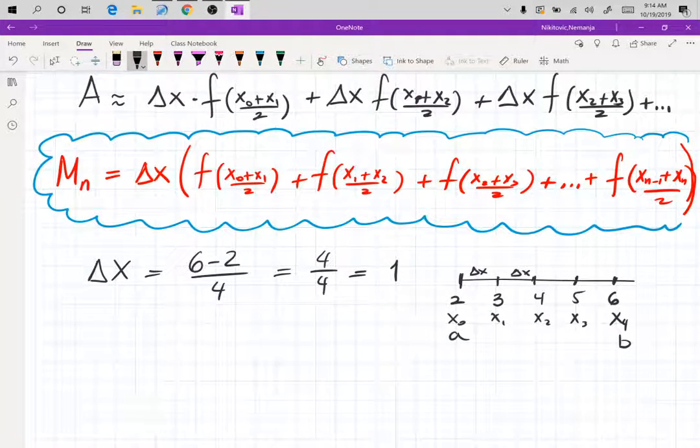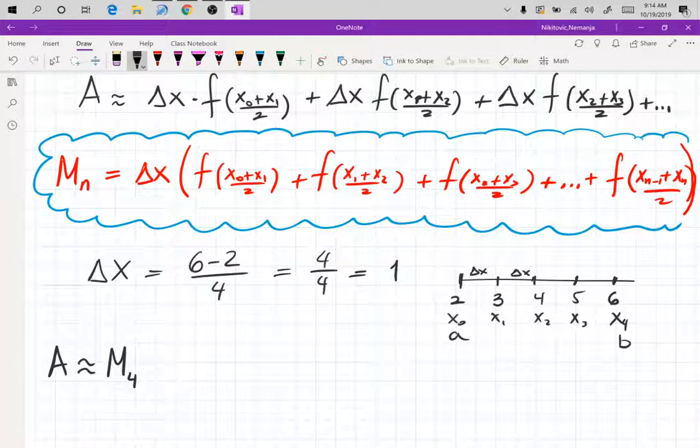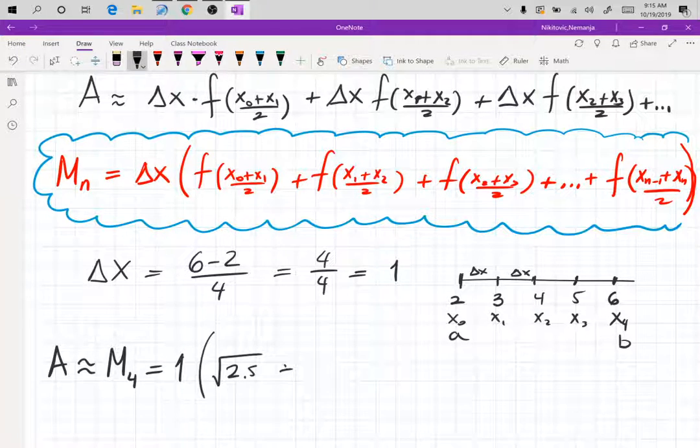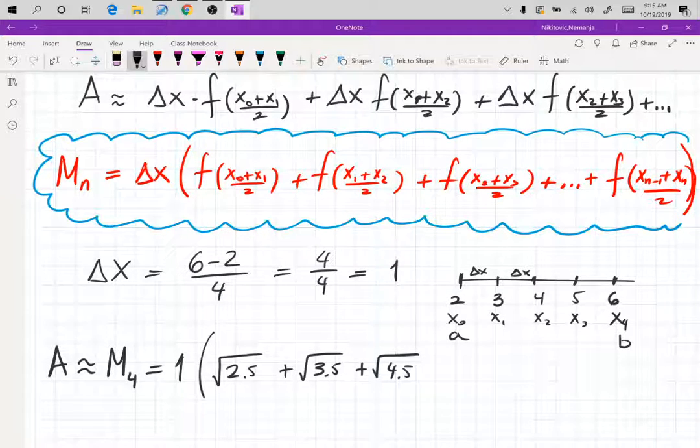And if I'm using my formula, in this case, I will say area is approximated by M4. M stands for a midpoint, and the 4 stands for 4 rectangles. And we are just plugging in delta x is 1. The function is the square root. So I have the square root of 2.5 plus the square root of 3.5 plus the square root of 4.5 plus the square root of 5.5, because I have to calculate the function at the midpoints.